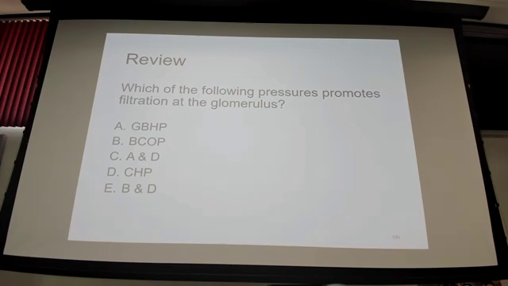Filtration. Glomerular blood hydrostatic pressure. Blood colloid osmotic pressure. Capsular hydrostatic pressure. I won't do this on the exam, I'll give you anyway. Which one promotes filtration? Which one promotes an outward pressure? A, right? Because this is a pulling in and this is a pushing in. So that would resist filtration, right?